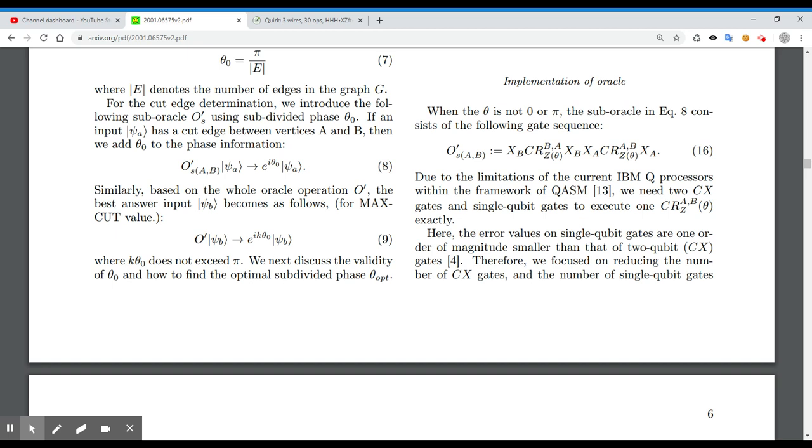XB, controlled rotation of Z, XB, XA, control rotation along the Z axis, XA. Due to the limitations of the current IBM Q processors within the framework of CHASM, we need two control X gates and single qubit gates to execute a control Z gate exactly. Two control X gates and a single qubit gate.